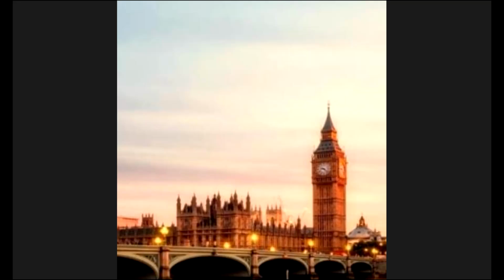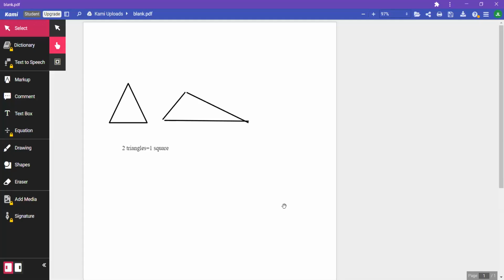Today we are going to learn how to get the area and perimeter of a triangle. Now let's get started. Everyone knows what a triangle is. It's a shape with three sides, like this.